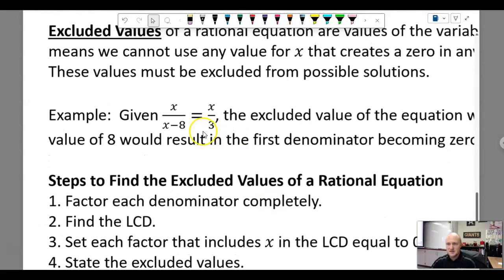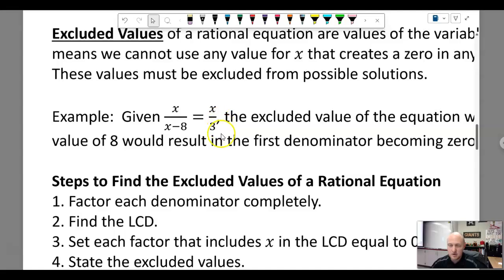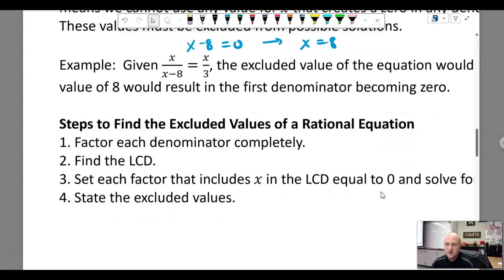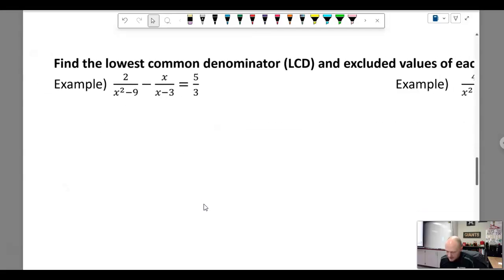For example, if I have x over x minus 8 equals x over 3, 8 would be an excluded value, because if I take x minus 8, set it equal to 0, and solve, this gives me x equals 8. Plug in 8, I get a 0 in the denominator. No good. So how do we find excluded values? You factor each denominator completely, find the LCD, set each factor that includes an x, very important, to 0, and then solve. Those are your excluded values. That's the concept. Let's look at an example.